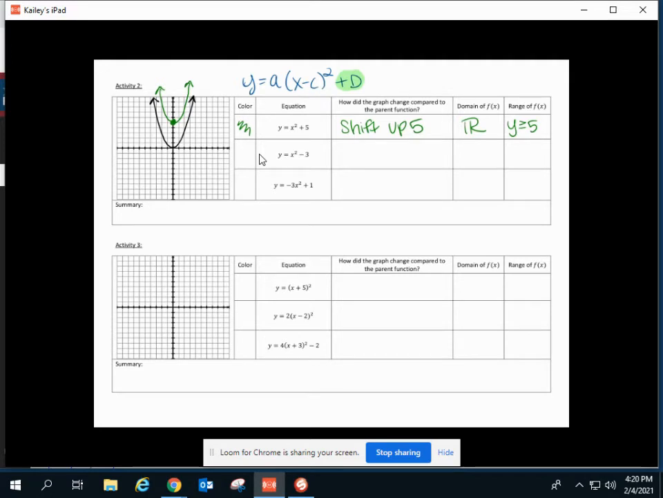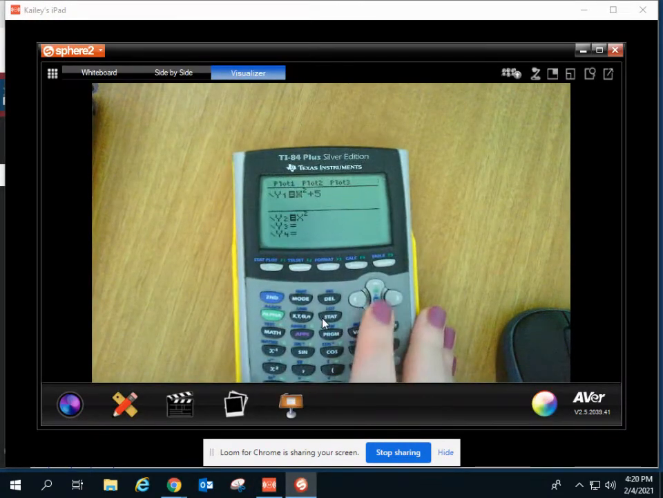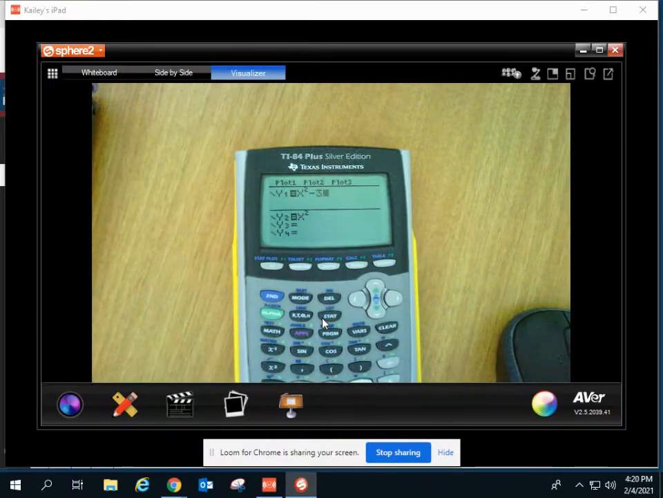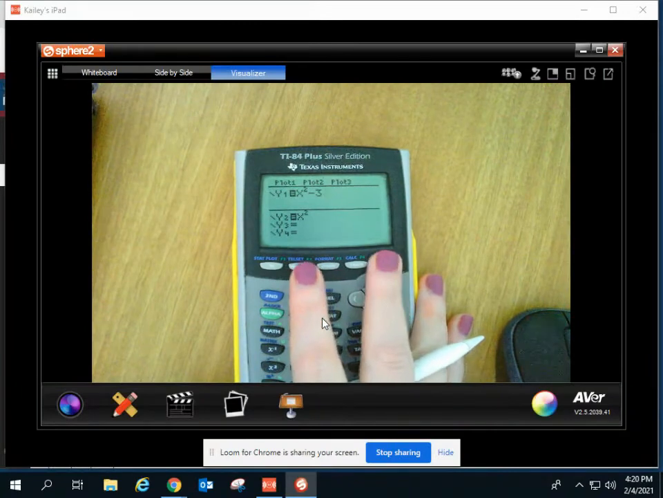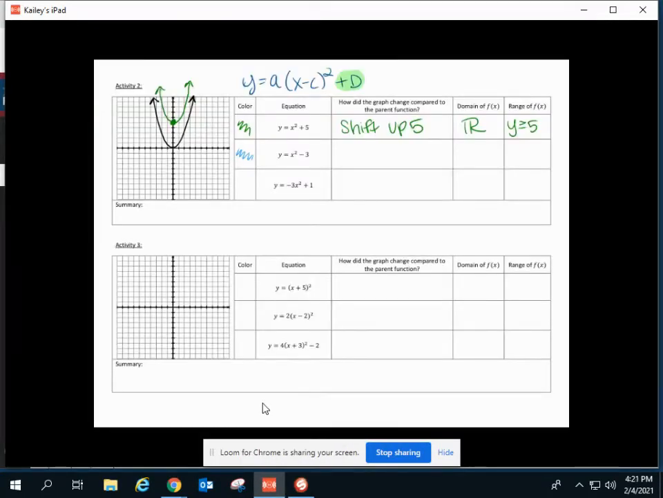Wonderful. Now let's see what happens when we graph x squared minus 3. Bet you can't guess what happens. Let's look. So we've got y1, changing it to x squared minus 3. Graph it. And look at that. It moved down 3 units, just like we thought it might. So this would be a shift down 3.